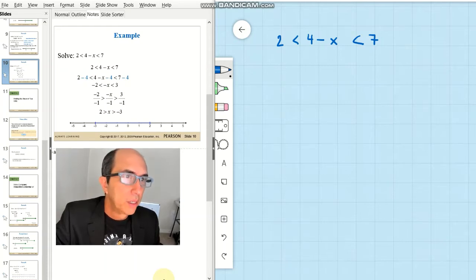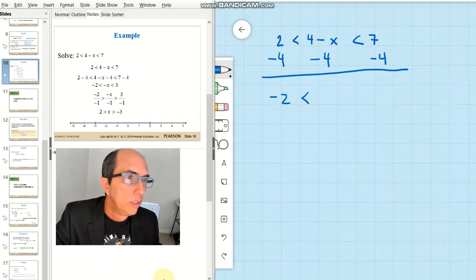First thing we're going to do here is apply the addition property of inequality, and we will add negative 4 to all sides here of the inequality. So we will have 2 minus 4, negative 2, less than 4 minus 4, 0, negative x, which is less than 7 minus 4, 3.